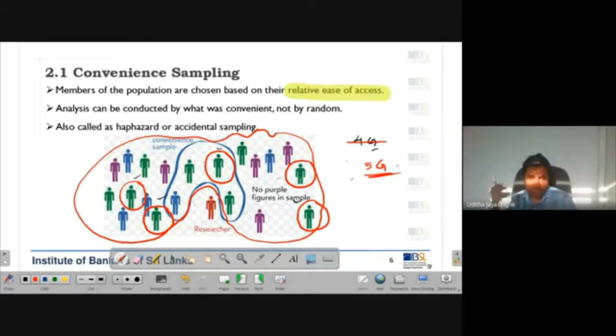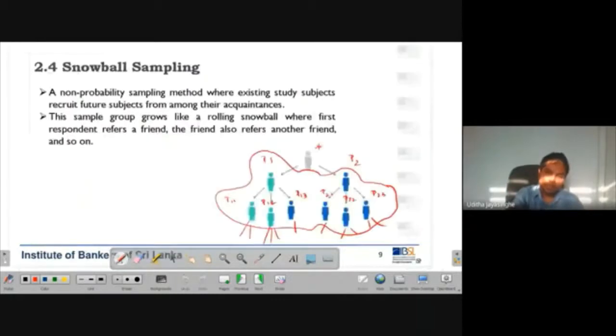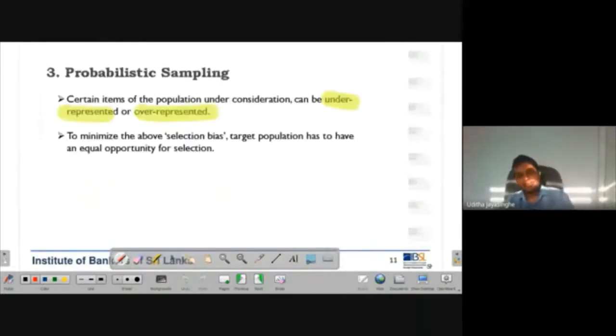Why is it going to happen? It is because, due to the probability, equal chances are going to come into the picture. So certain items can be overrepresented. Certain items can be overrepresented. And on that discussion, what about purple and blue? They can be underrepresented also.